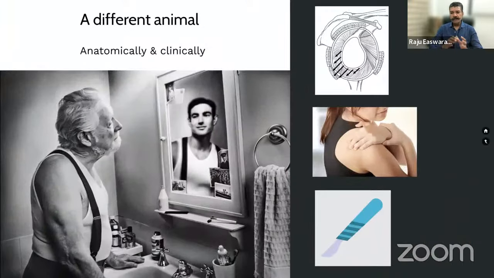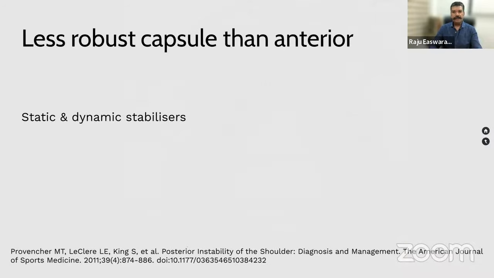Now, when it comes to the posterior glenoid, we need to realize that it is a different animal. It's not a mirror image of the anterior glenoid. It presents differently from a clinical perspective, mainly because of well-established anatomical differences between the anterior and the posterior glenoid. The very first thing that strikes you is that the posterior capsule is less robust than the anterior capsule. So the posterior side of the shoulder is actually more vulnerable than the anterior side when it comes to recurrent instability.